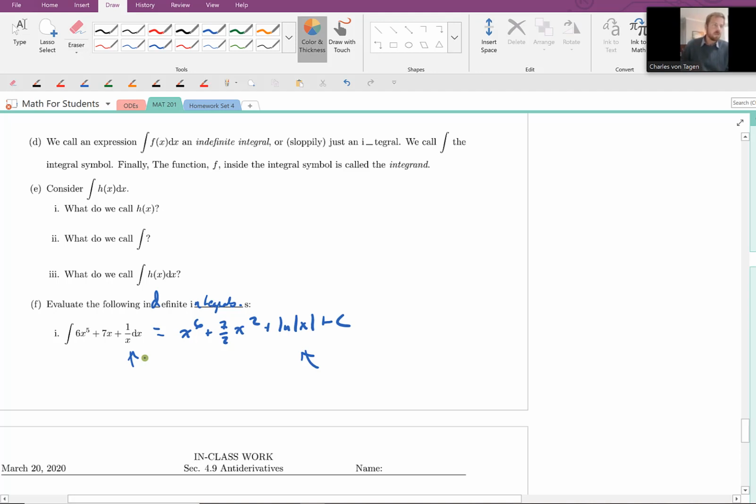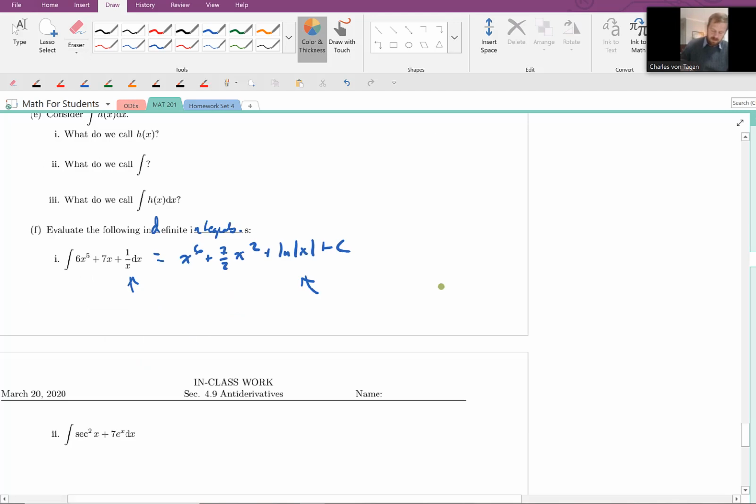Instead, I just say, well, what function when I took its derivative gave me 1 over x? And for the positive numbers, that was the natural log of x. But to give the entire function over the entire domain of 1 over x, we would use the natural log of the absolute value of x. That's the antiderivative of this function.